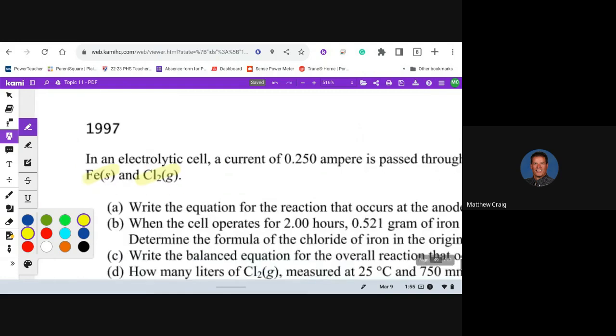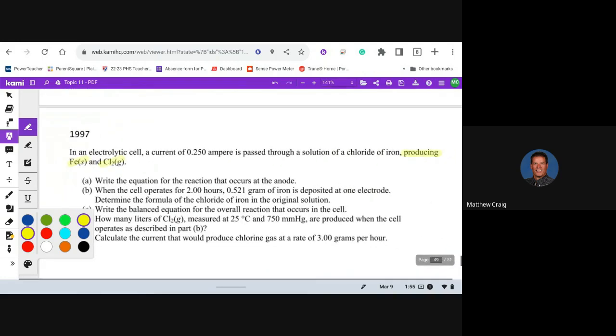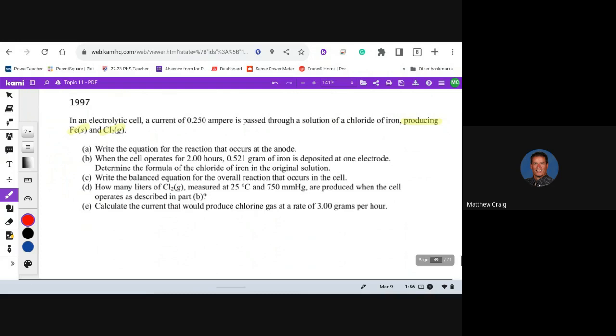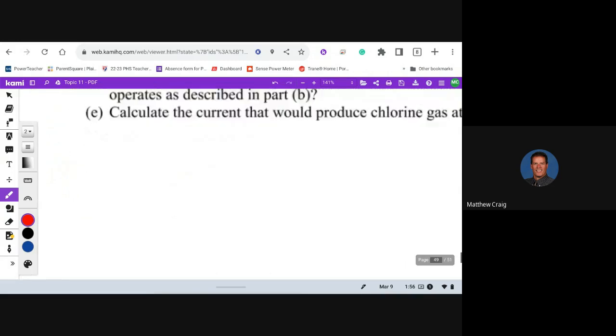That is being produced. You must keep that in mind when answering this question. Producing. In other words, that is what's happening when I run 0.25 amps through this solution of chloride of iron. A, write the equation for the reaction that occurs at the anode. Well, I'm going to write both of these, okay? Both of them.